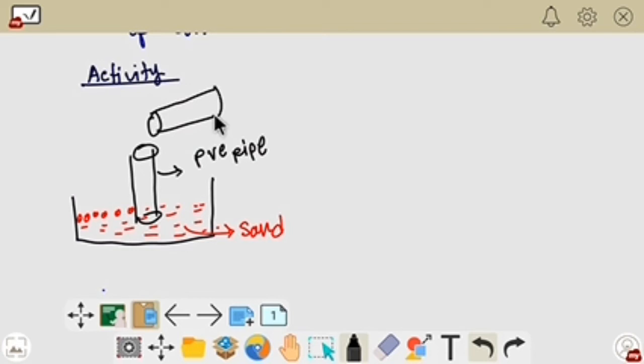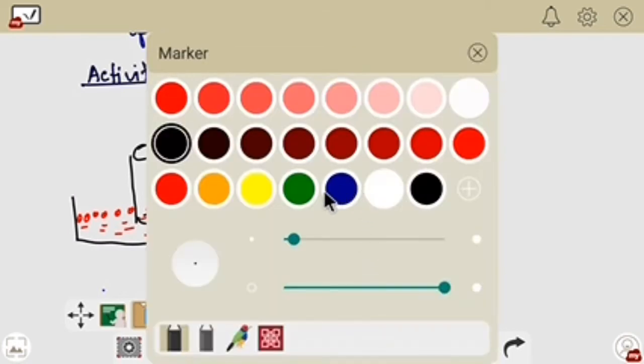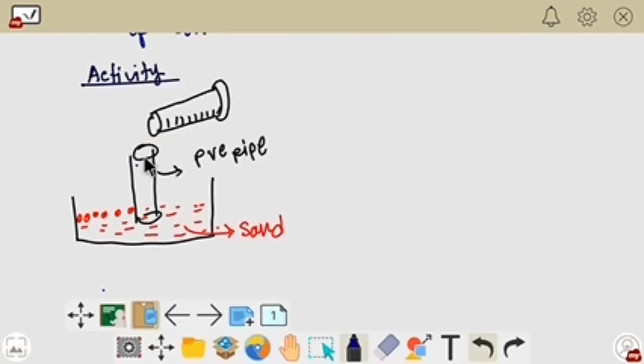Now we have to put an open cylinder, whose two mouths are open, two ends are open, and by a measuring cylinder we have to drop the water through the cylinder. So the cylinder has two ends open, and this can be a glass tube also, this can be a PVC pipe also. There is nothing to worry.